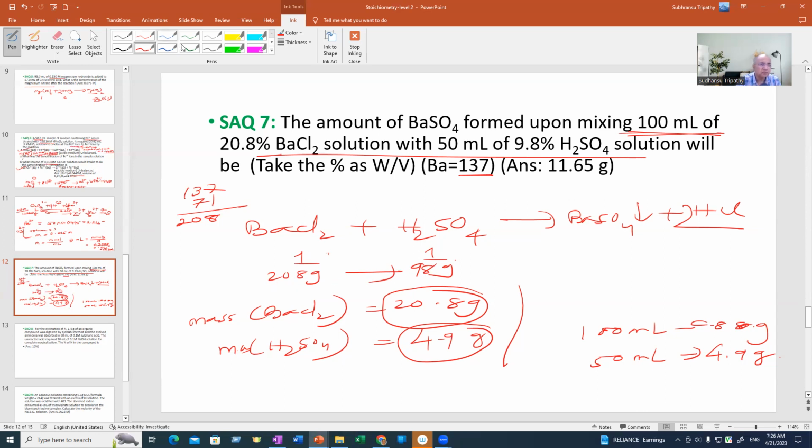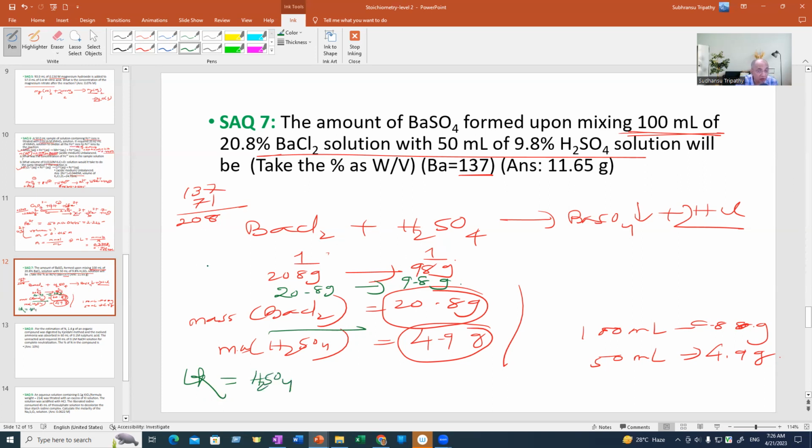Now let us take any one. Whether we find it directly or indirectly doesn't matter. Supposing barium chloride is on the left side, we take the barium chloride data. So 20.8 gram will require 10 times less, 9.8 gram. But we have only 4.9 gram. So obviously all barium chloride will not be consumed. So indirectly, which one is the limiting reactant? Sulfuric acid. Obviously, sulfuric acid is the limiting reactant.